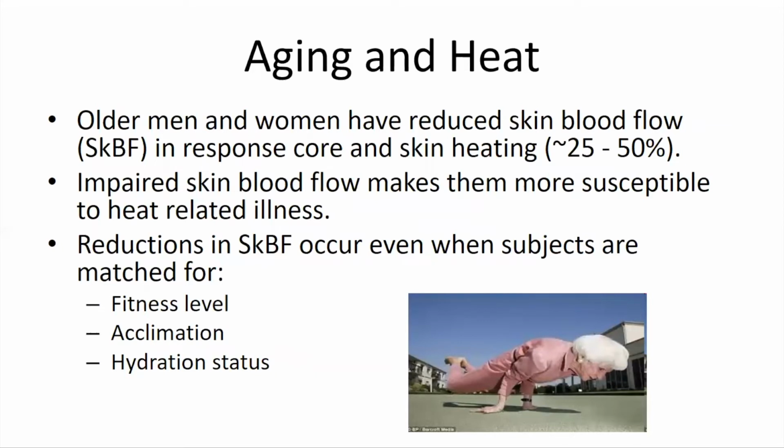So as we age, skin blood flow is reduced, which means people who are older are going to have a harder time thermoregulating. Older men and women have reduced skin blood flow, which means their evaporative cooling, and their conductive and convective cooling, are going to be reduced. So this means that as we age, our risk of heat illness increases.